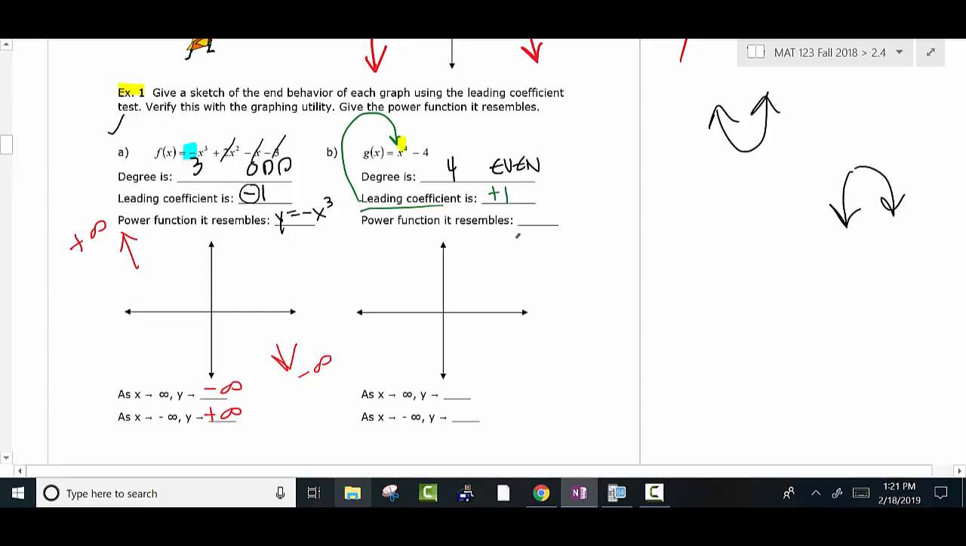So that means the graph of this would look kind of like that. It's going to infinity in both directions like that. And this graph is almost the same as y equals x to the fourth. If you graphed x to the fourth and graphed x to the fourth minus 4, they'd look almost the same. So that would go kind of like that.